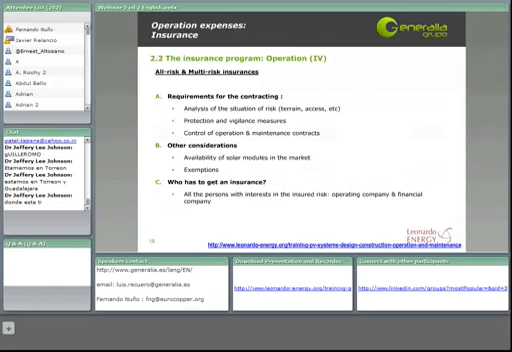Anyway, we have to consider, for example, the availability of solar modules in the market. Now, the companies that should get the insurance would be the operating company and the financial company. Obviously, if we have outsourced the maintenance, we have to check that the outsourcing company also has an insurance.